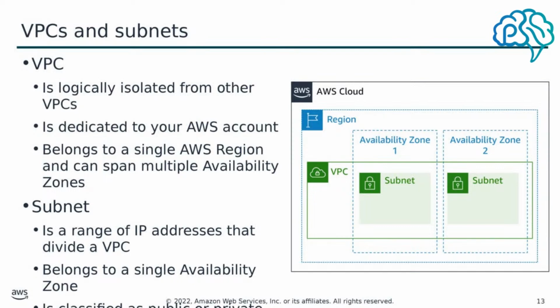So after you create a VPC, what you would do next is divide it into one or more subnets. And a subnet is just a range of IP addresses that divide a VPC. Subnets belong to a single availability zone, but you can create subnets in different availability zones for high availability. And you can even make these public or private. So that's really the gist of a VPC.